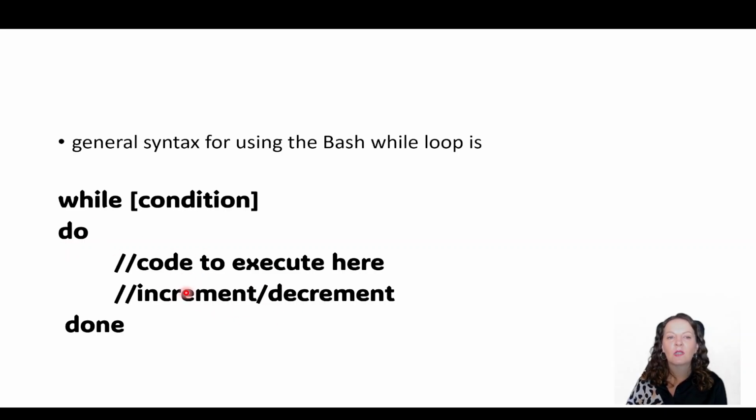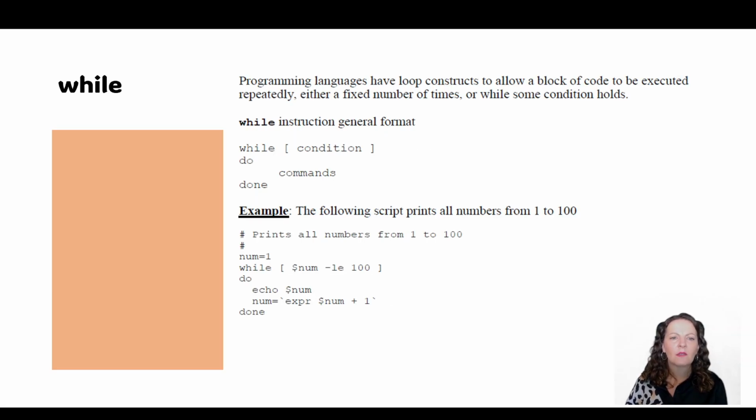And of course, in your while loops, you increment or decrement. Recall your use of double parentheses, where you can increment and decrement within your double brackets. The execution moves back to the condition, keeps on executing as you would expect until whatever condition this is becomes false, and then it jumps out to your done part.